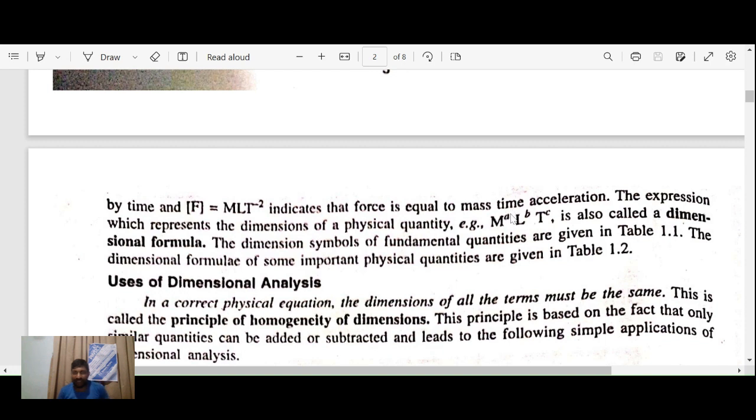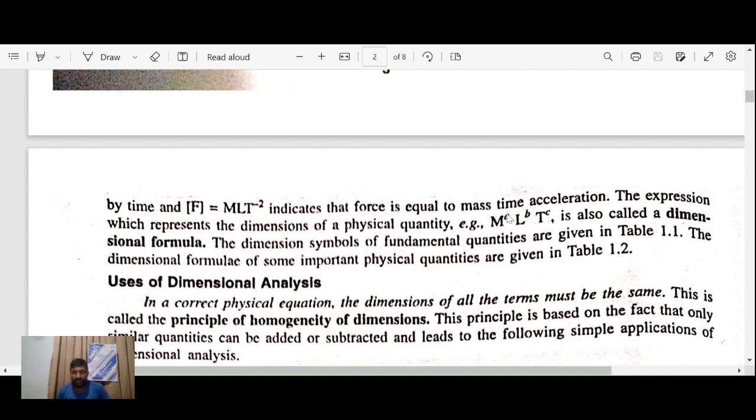The expression which represents the dimension of a physical quantity, for example, how do we write it? M to the power a, capital L to the power b, capital T to the power c, is also called the dimensional formula. This is known as the dimensional formula. Capital M, capital L, capital T to the power minus 2 is the dimensional formula. If you just use your knowledge of maths, then we can find the powers of capital M, capital L, and capital T.